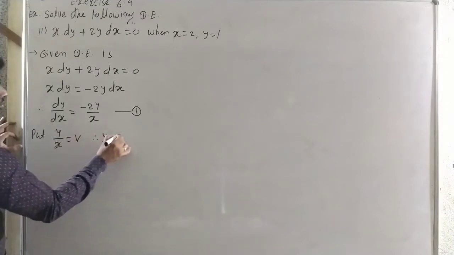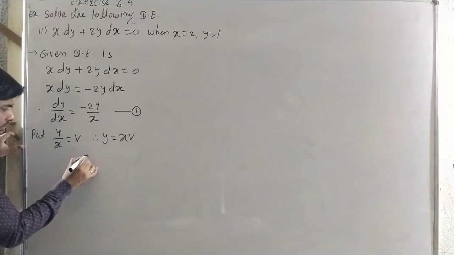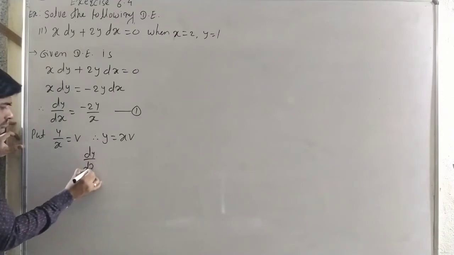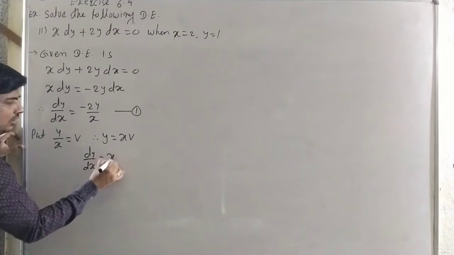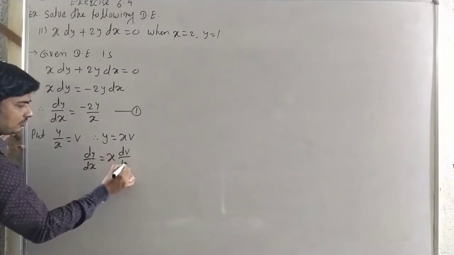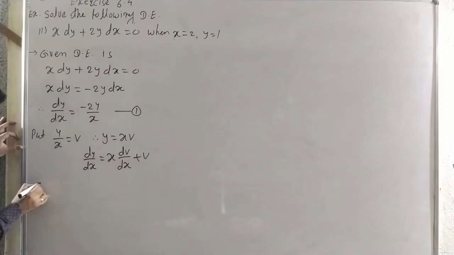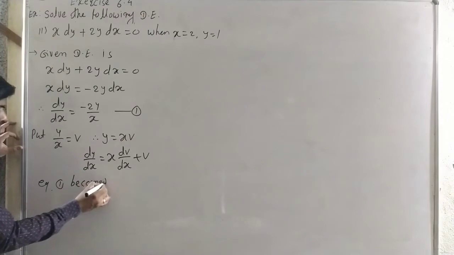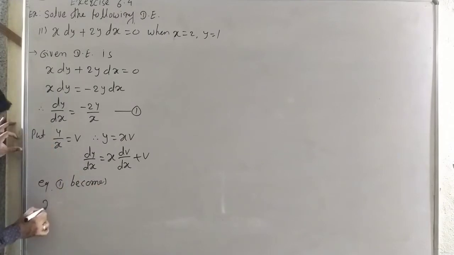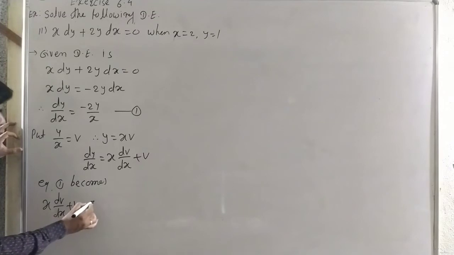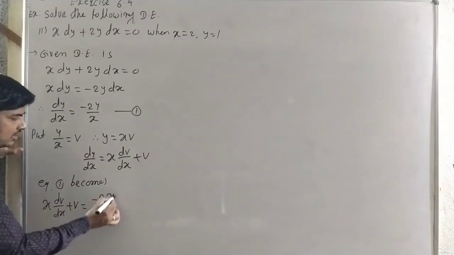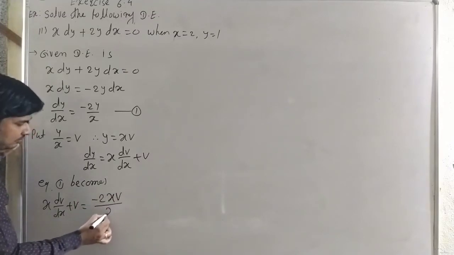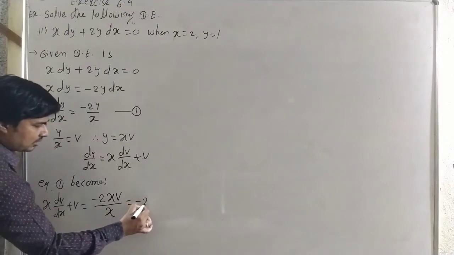Therefore y is equal to x into v. Differentiate with respect to x. dy by dx is equal to x into dv by dx plus v. Therefore equation 1 becomes dy by dx, x into dv by dx plus v is equal to minus 2y, y is xv upon x. This x gets cancelled, it is minus 2v.